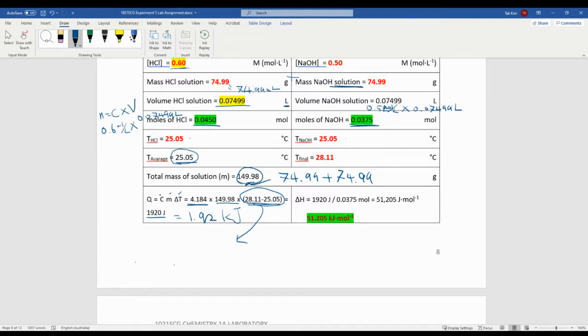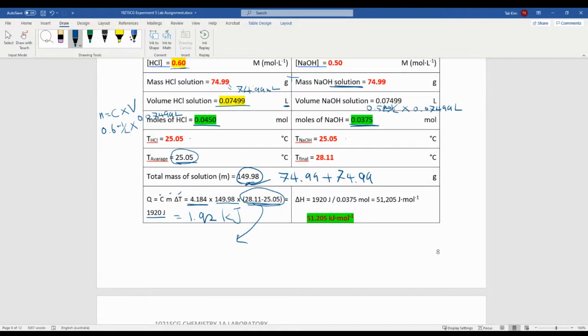let's just use the value over here, 28.11 plus 273 minus 25.05 plus 273 Kelvin. Right? So as you can see, changes in Kelvin and changes in degree Celsius are the same, because the minimal division of Kelvin and degree Celsius scales are the same, right?